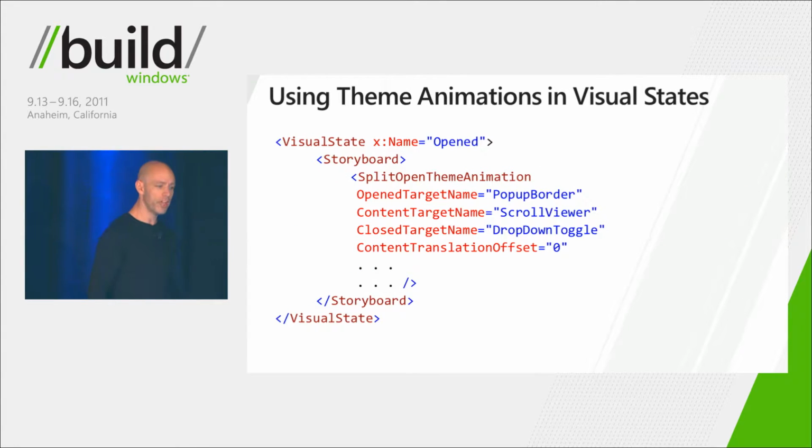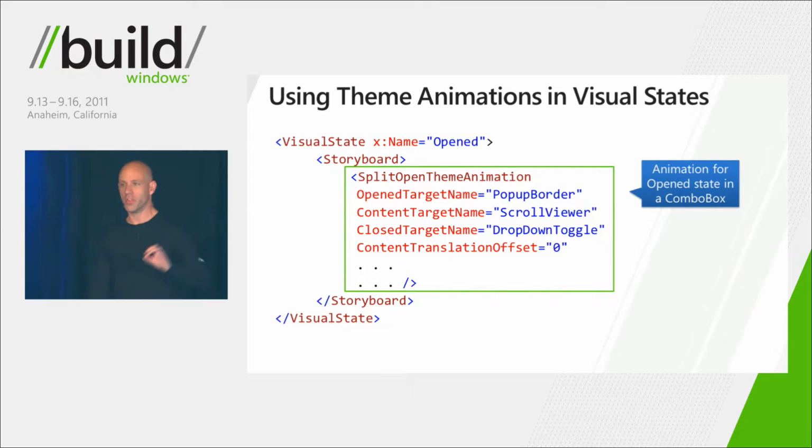But let's say you're using visual states like we talked about earlier. Here we could have a visual state which has a theme animation called split open theme animation. This is actually from the generic XAML for the combo box. This is the theme animation used for the controls that come with Windows. So you can actually check this code out. There's a split open theme animation, which is what happens when you have the combo box and you open up the dropdown. What's the target? It's the pop-up border. What's the content target? When you close it, what's that one? What's the offset for the translation? And it's got easings and durations all set in there as well. So you can drop one of these in pretty easily.